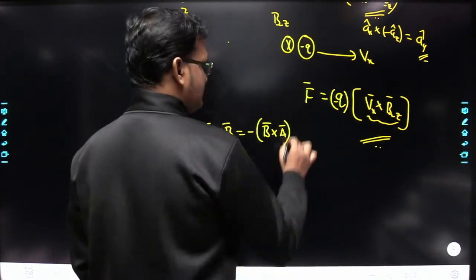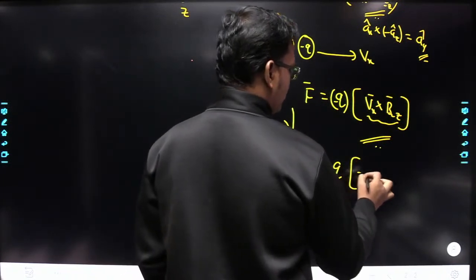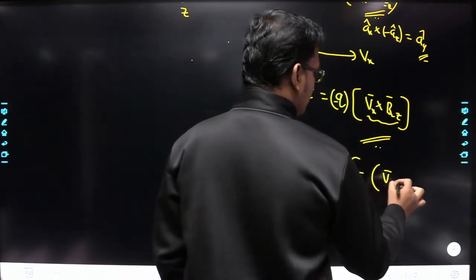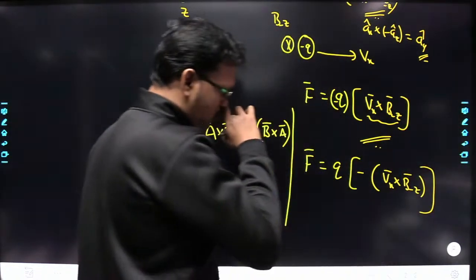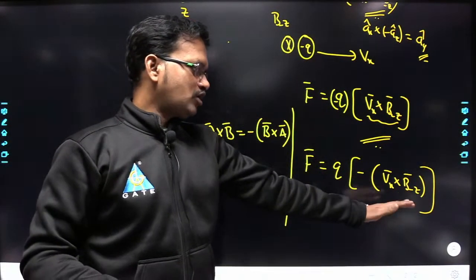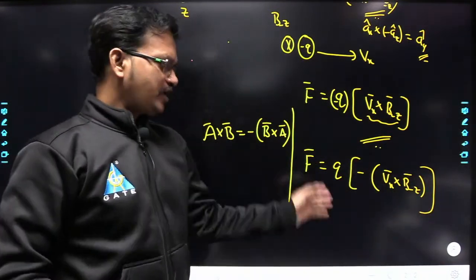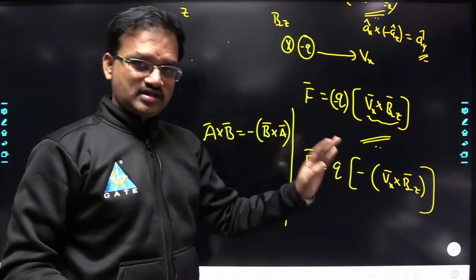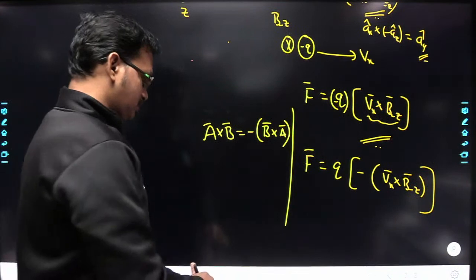Okay, so that means I can write F bar is equal to what? F bar is equal to Q into minus of what? Minus of V bar cross B minus Z cap. Understood? If you multiply with minus, what do you mean by that? It is nothing but simply B bar cross V bar. So in any manner, finally you are going to get the same result. I am telling you different ways. That's it.